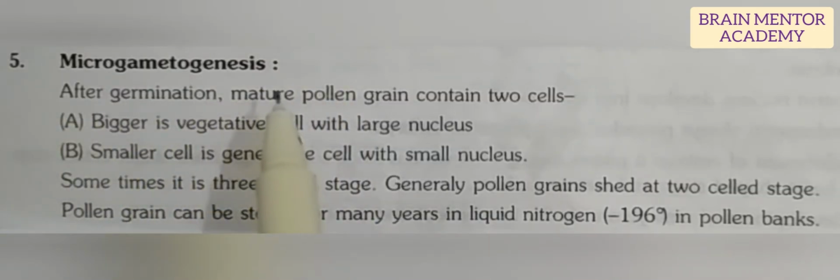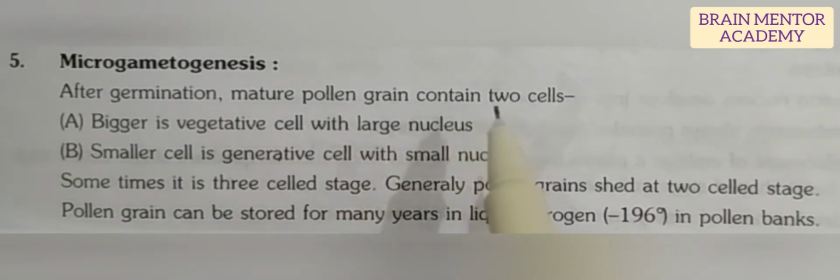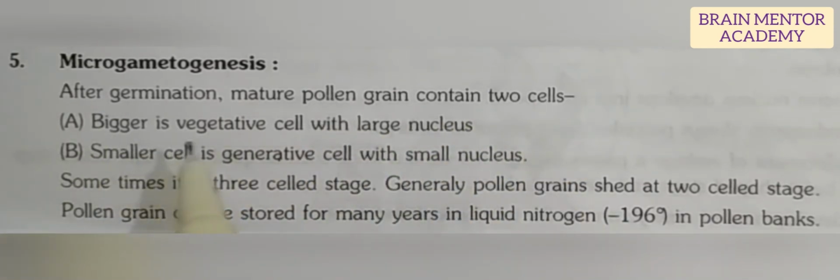Now, microgametogenesis. After germination, mature pollen grains contain two cells. A bigger one is the vegetative cell with a large nucleus and the second is a smaller cell, the generative cell, with a small nucleus. Sometimes it is a 3-celled stage. Generally pollen grains are shed at the 2-celled stage. Pollen grains can be stored for many years in liquid nitrogen at -196 degrees Celsius in pollen banks.